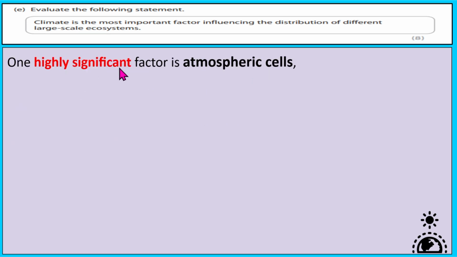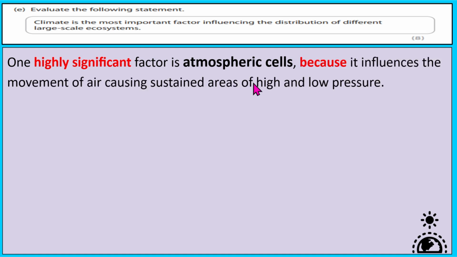So, one highly significant factor is atmospheric cells. So I've done two things there in the first 7 words. I've pointed out that it's a highly significant factor. That's evaluation. And then I've said it's about atmospheric cells, which is my point, meaning that everything that follows must be about atmospheric cells in this paragraph.